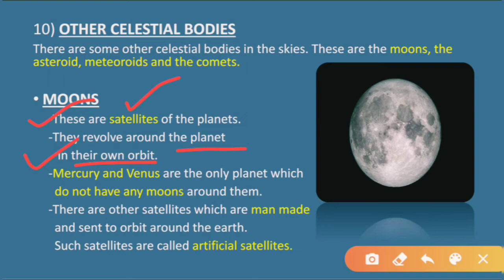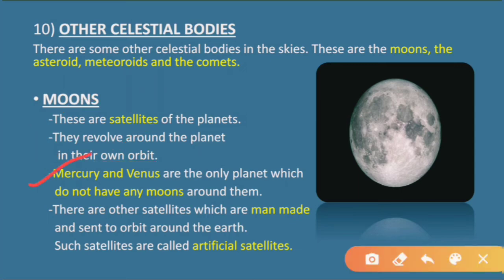The moon revolves around the planets in their own orbit. Okay, so every moon moves around its planet in its own orbit. In their own orbit means in their own path, in their own fixed path.